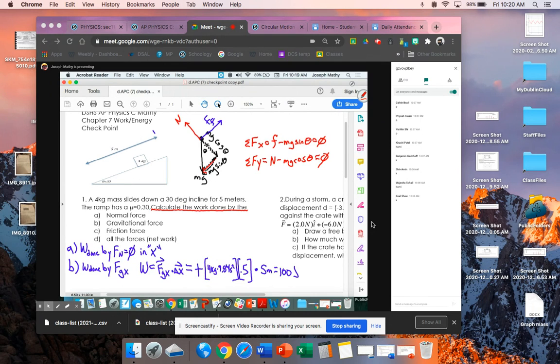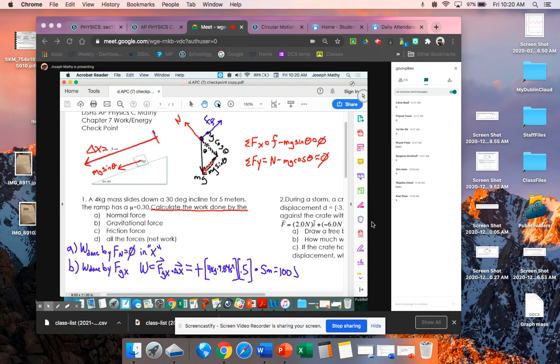To reiterate, the force that pulls it down the ramp is mg sine theta. We multiply that by this change in x, which is 5 meters. And because those are lined up together, we get a positive value on it.